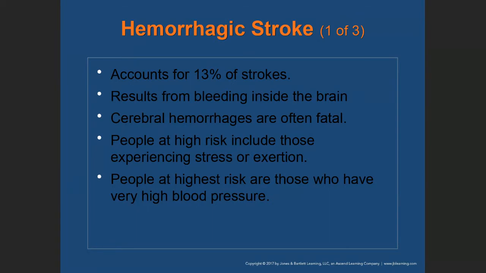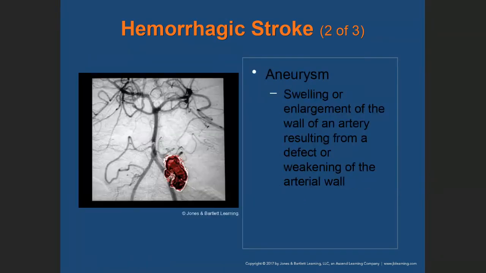And it will stem from an aneurysm, because the uncontrolled blood pressure over time is going to lead to a weak area in the vessel, and then it ruptures. So aneurysm: swelling or enlargement of the wall of an artery resulting from a defect or weakening of the arterial wall.